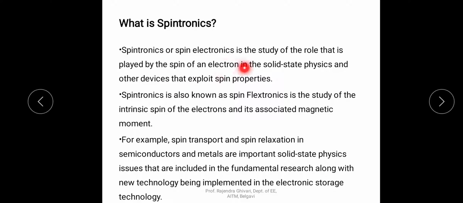Spintronics is the study of the role played by the spin of the electron in solid state physics and other devices. Spintronics is also known as spin electronics, and it is the study of the intrinsic spin of the electron, which is associated with the magnetic moment. That is what spintronics is. For example, spin transport and spin relaxation in semiconductors and metals are important for the solid state physics issues that are included in the fundamental research, along with the new technology being implemented in electronic storage technology.